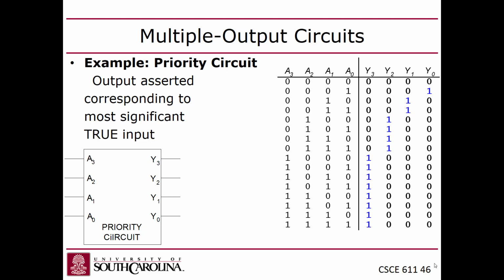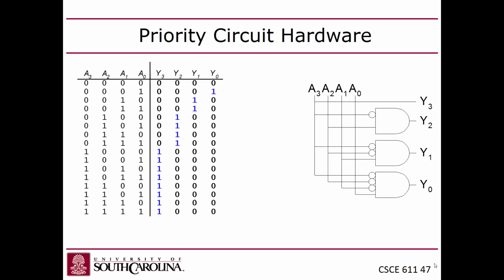Over here, A2 is the farthest to the left input, so Y2 is the value that we assert. Okay? So you can implement this in a circuit like this, surprisingly. Y3 is just shorted to A3, right? There's no gates at all. It's just a direct connection.